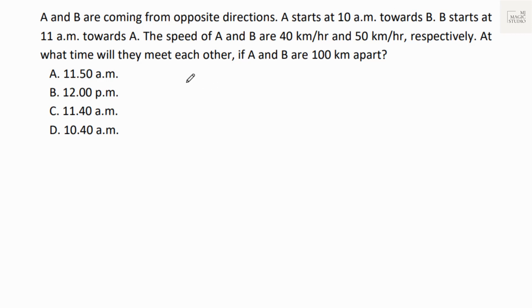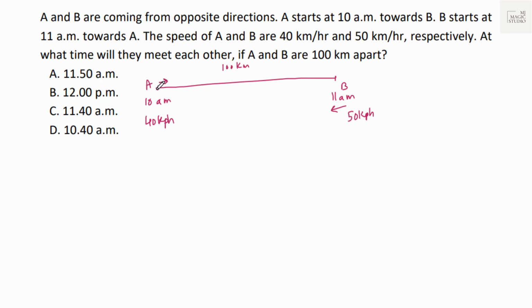Let's see what we have in this classic. A and B are coming from opposite directions. A starts at 10 a.m. towards B and B starts at 11 a.m. towards A. The speed of A is 40 kph and speed of B is 50 kph respectively. At what time will they meet each other if A and B are 100 km apart? Initially this is 100 km.